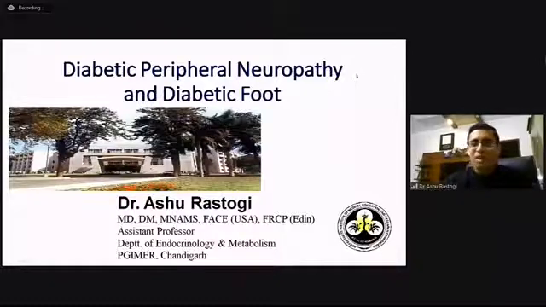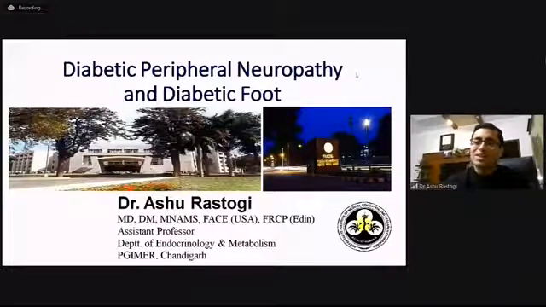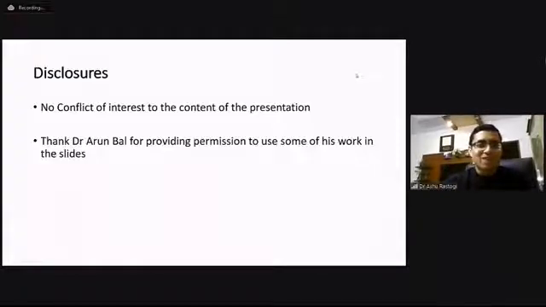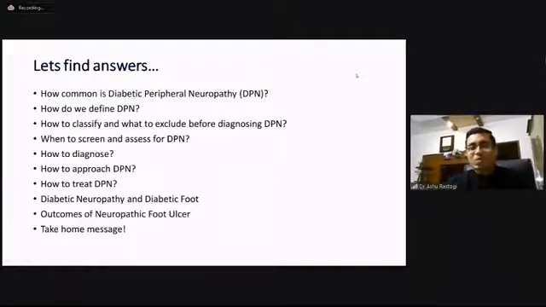This is the place from where I come. This is my institute, Postgraduate Institute of Medical Education. It is just situated north of India, and it's really a beautiful place. You are always welcome to visit us at PGIMER Chandigarh, and this is our entry gate. Regarding disclosures, I have no conflict of interest regarding any part of the presentation, but I'd like to thank Dr. Arun Bal for giving me permission to use some of his work and some of the slides I have borrowed from him.